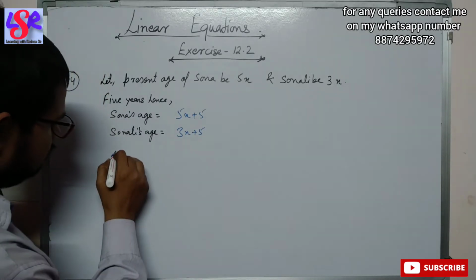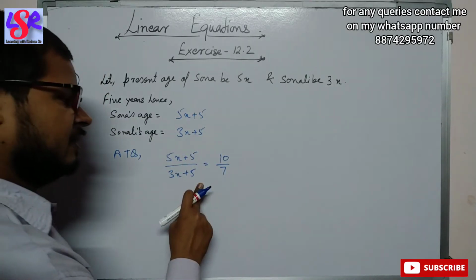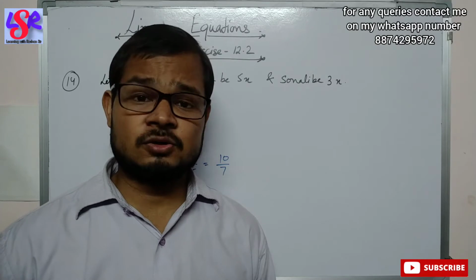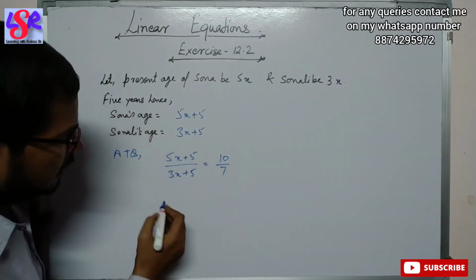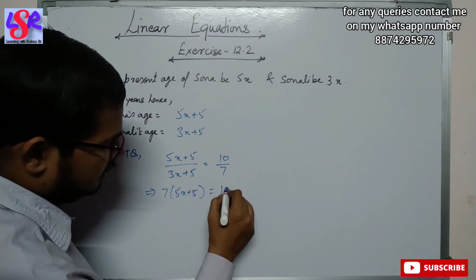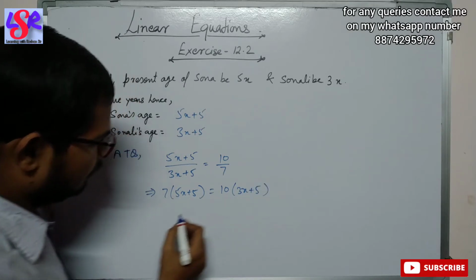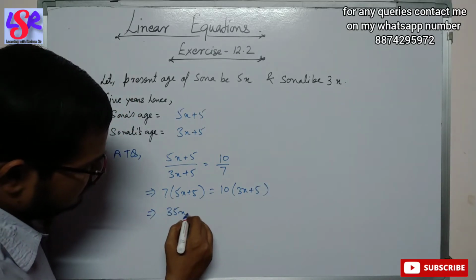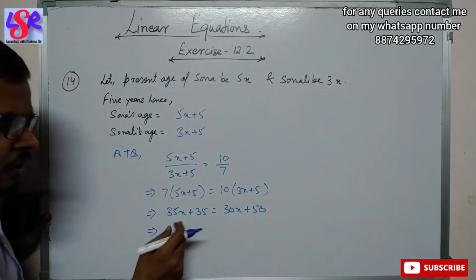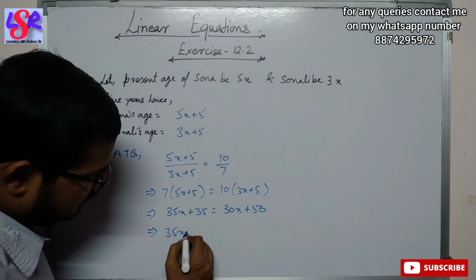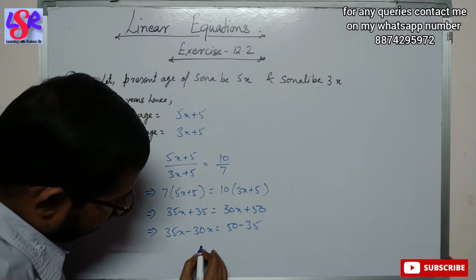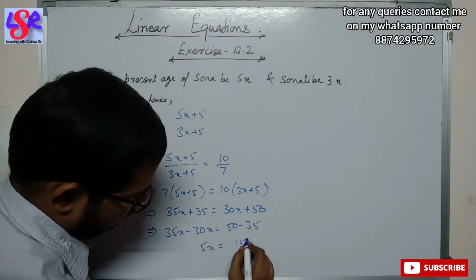And according to the question, 5x plus 5 upon 3x plus 5 will be equal to 10 upon 7, as the ratio of their ages 5 years hence is 10:7. Now we can solve it by cross multiplication and this will be 7 into 5x plus 5 equals 10 into 3x plus 5. Now open the brackets and here it is 35x plus 35 equals 30x plus 50. Now we can place all the variables on one side and all the constants on the other. So it is 35x minus 30x equals 50 minus 35. That is 5x equals 15 and x equals 3.